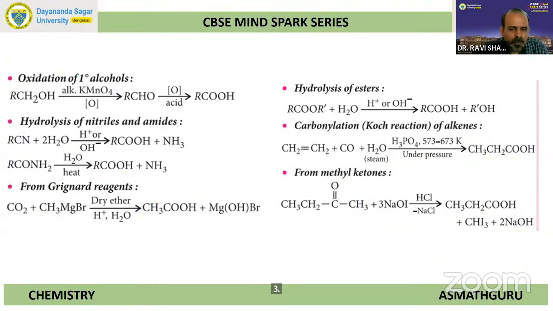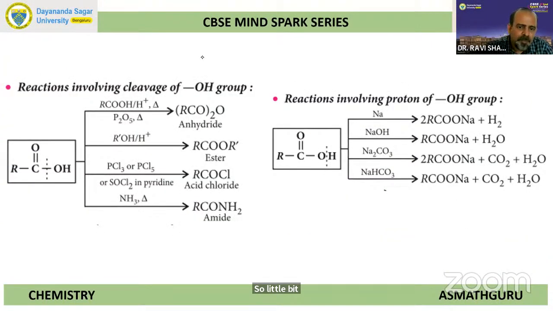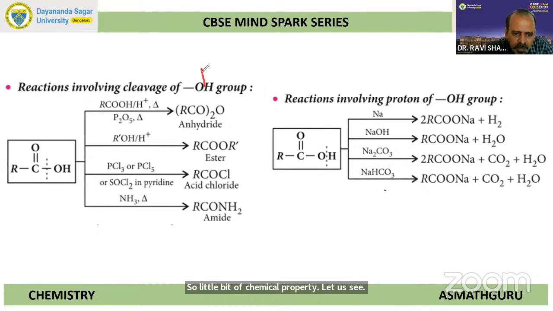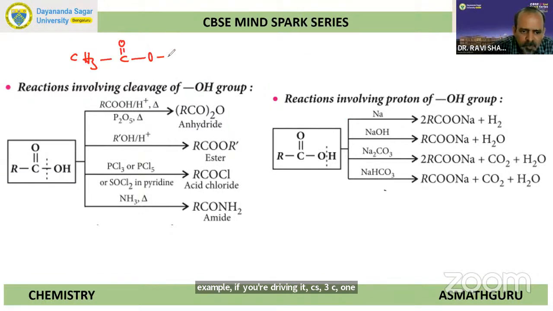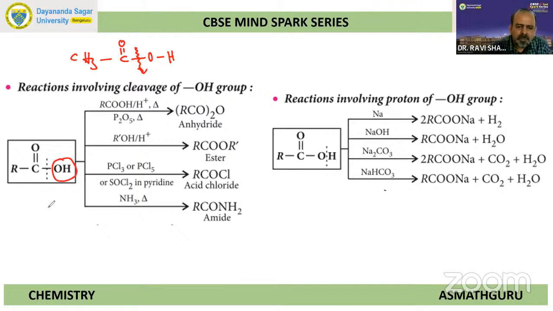So, a little bit of chemical properties, let us see. In carboxylic acid, mainly there are two kinds of reaction: cleavage of the OH group and cleavage of the CO group. Say, for example, if you have CH3COOH, this is a cleavage of the CO group. So what will happen here? This OH group is replaced by other groups.